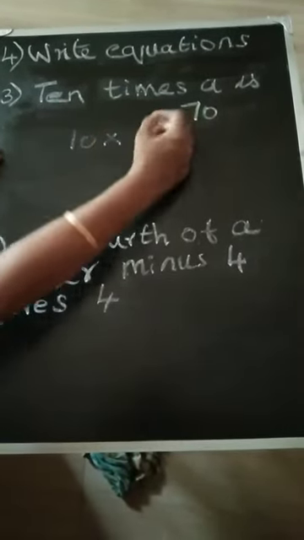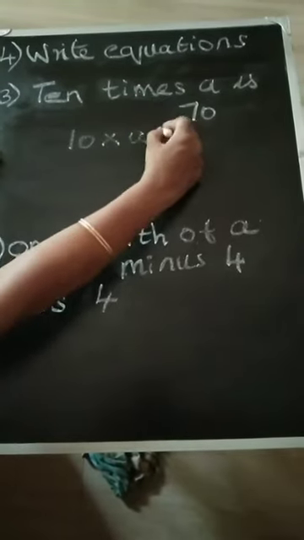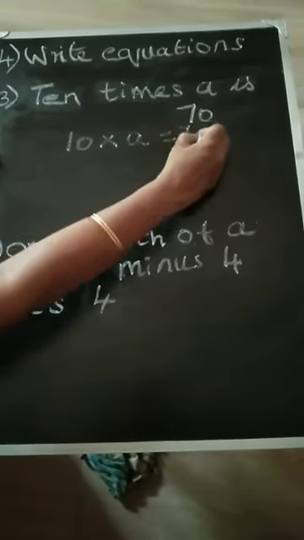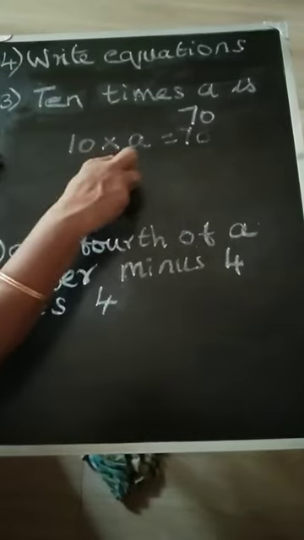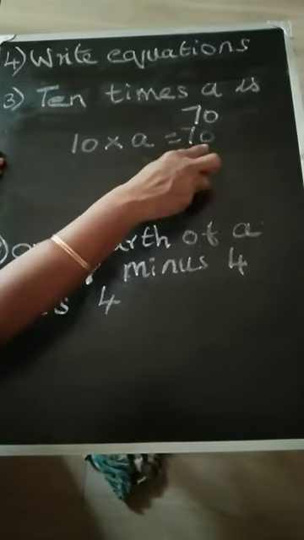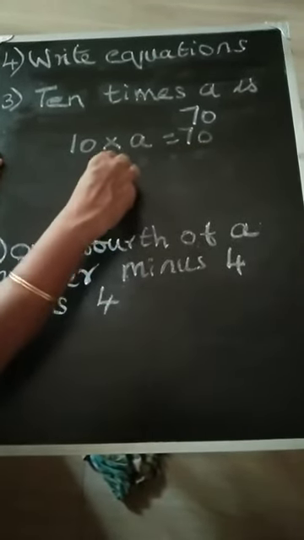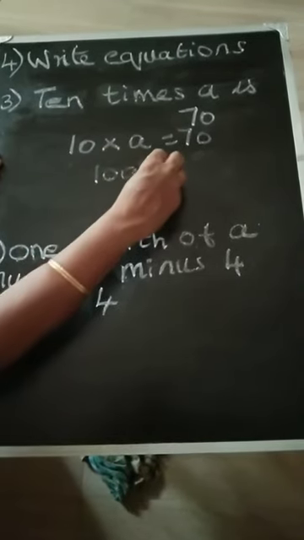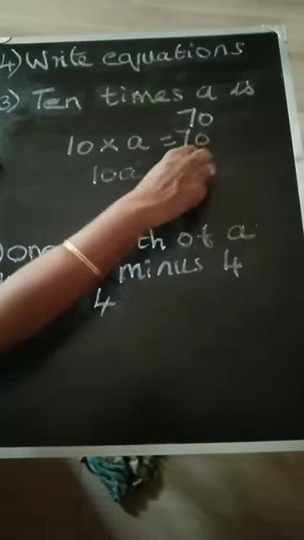What is the variable here? A. What is the value it will be giving? 70. So this is your equation. So 10 times A is equal to 70. So my equation becomes 10A is equal to 70.